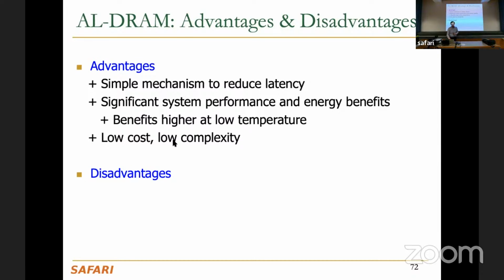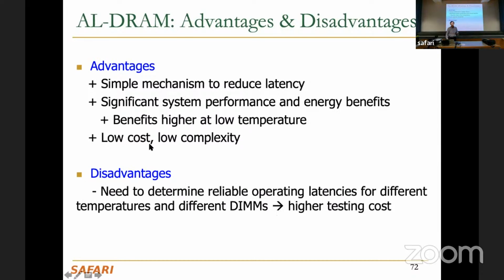Okay. So this is also low cost and low complexity. But the disadvantage is you need to determine your reliable operating latencies for different temperatures and different DIMMs. So in the end, the disadvantage boils down to higher testing cost. How do you do that? You need to test a lot, basically, a lot more than today. Because today, you basically set your latency comfortably enough. You can basically say, oh, I don't expect my latency to be this high, but let me add a little bit more margin to it. Oh, 60%. That sounds good, right? So basically, you add a lot of margin today, which kind of gets you away from the testing cost, right?